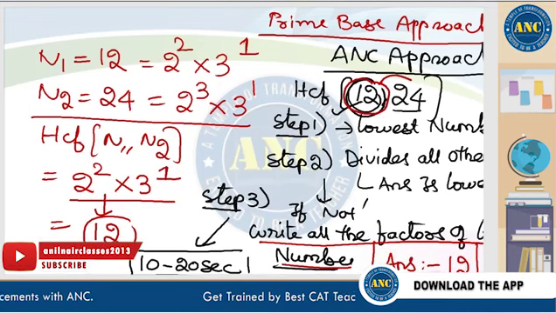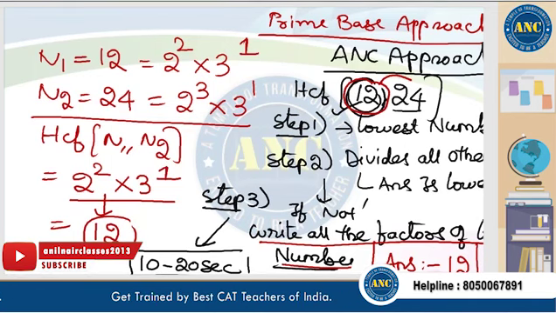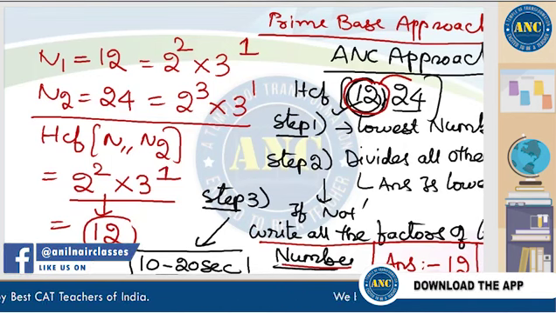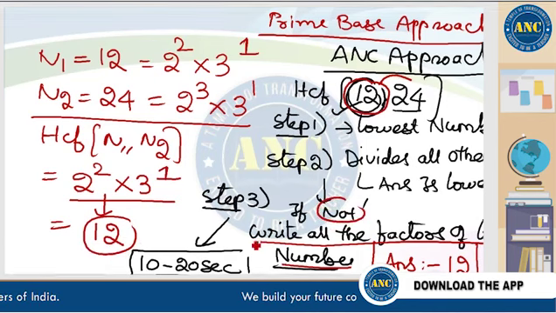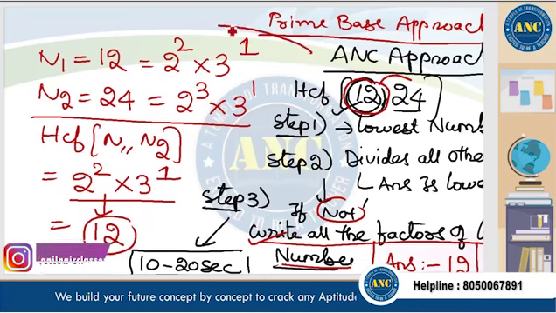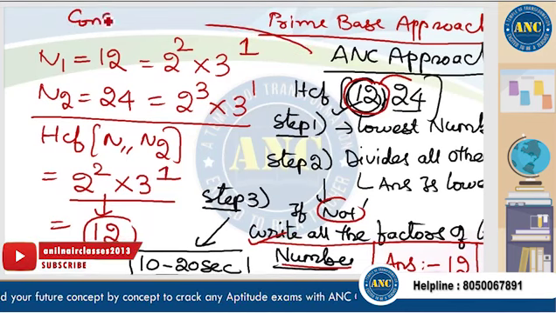Take the lowest number. Check whether the lowest number divides all the other numbers. If it divides, the answer is the lowest number. If it does not divide, write all the factors of the lowest number. Now this is the concept.